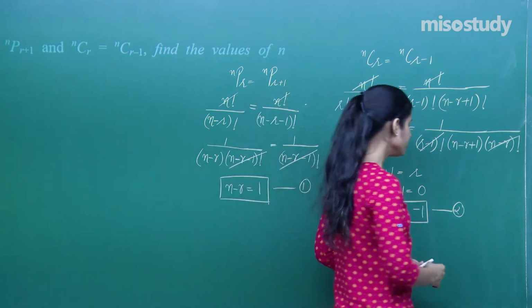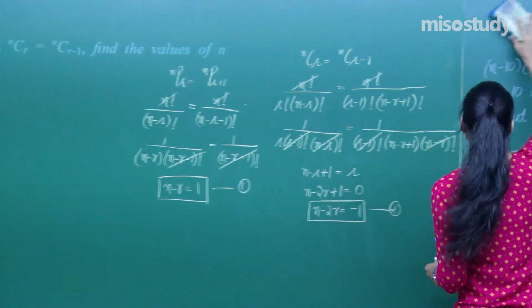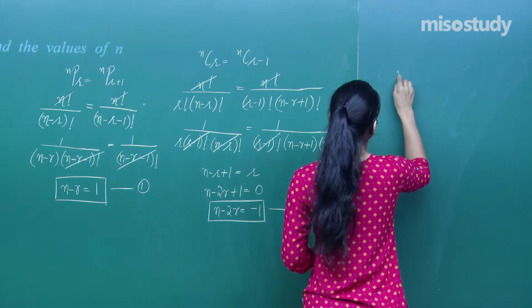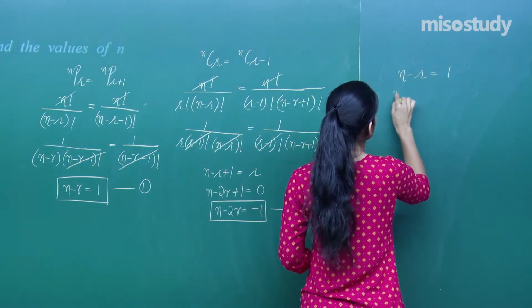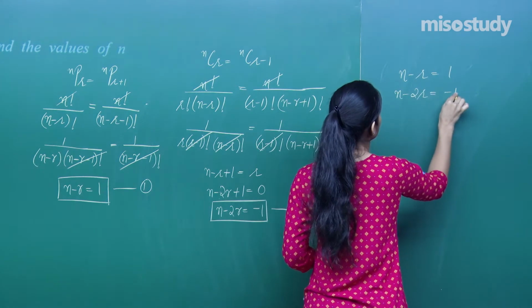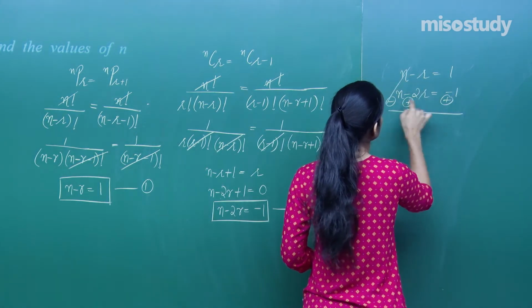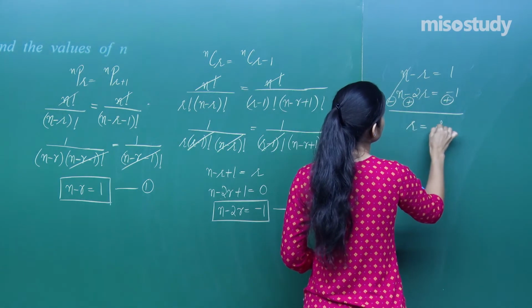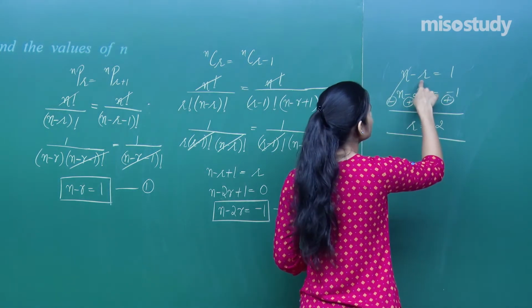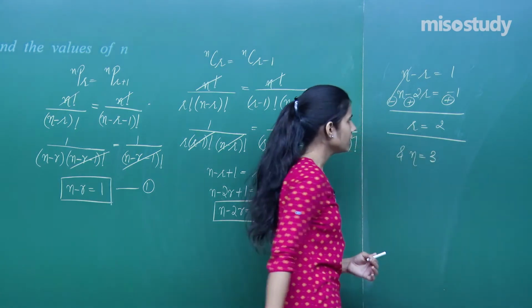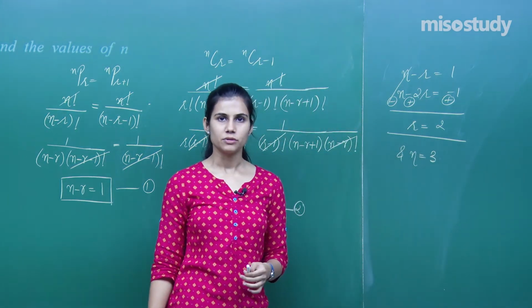When you solve 1 and 2, you have n minus r equals 1 and n minus 2r equals minus 1. To subtract, what you get is 2r minus r is r, 1 plus 1 is 2. If r is 2, 1 plus 2 is 3, so n is 3. You are getting r equals 2 and n equals 3.